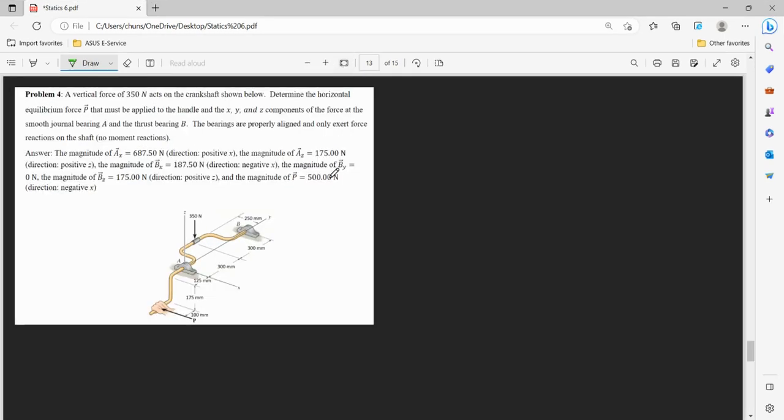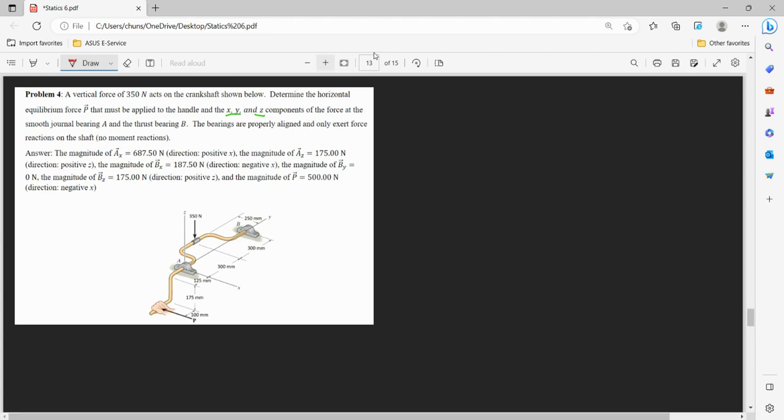Okay, so we're going to work on this last one here. So a vertical force of 350 newtons acts on the crankshaft below. Determine the horizontal equilibrium force of P that must be applied to the handle, and determine the X, Y, and Z components of the force at the smooth journal bearing A and thrust B. And the bearings are properly aligned to only exert force reaction, so there's going to be no moment reaction. So it's kind of like the last example that we did from our notes video.